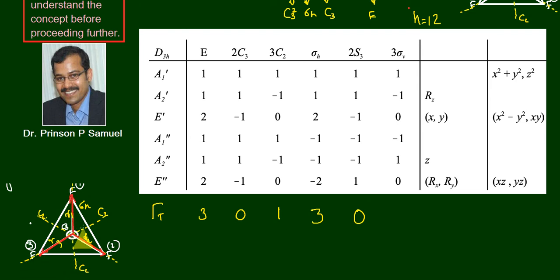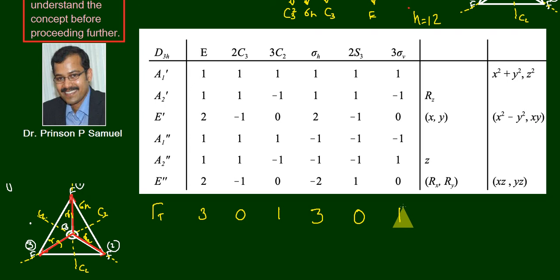So in each sigma v, there will be one bond vector. Therefore, that vector is not going to change its position. The other two vectors will be changing their position. Therefore, during the sigma v, the total character is equal to 1. So, this is our set of total characters.